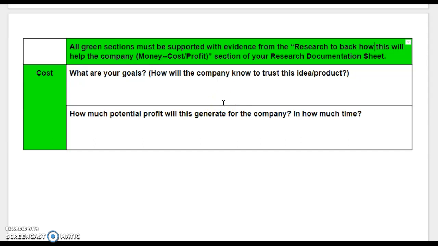So some of you are going to have goals of keeping this affordable. Some of you are going to have goals about making sure that this makes as much money for the company as it possibly can. What you really want to do in that section is explain your goal and then how you're going to meet that. And because you want the company to make sure that they can trust whatever it is that you're putting together.